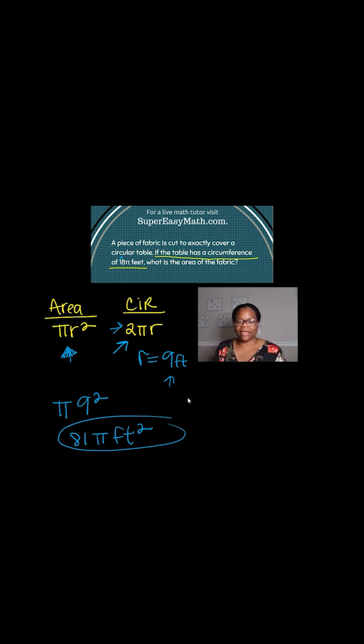If you were to multiply the 81 times 3.14, it would give you a decimal answer, but that answer is going to be rounded. If I leave my problem as 81 times the symbol pi, that gives me a more exact answer.